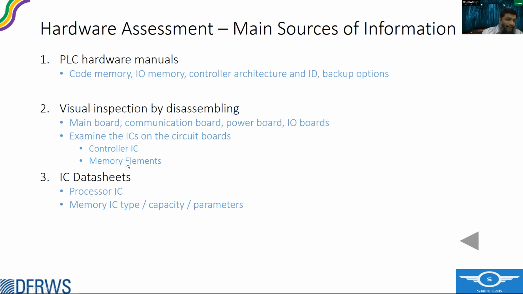Once we find those ICs, hopefully their part numbers, then we search the data sheets and find out the details of the memory, like how much is the capacity of the memory, what are the different parameters, what's the type of memory, and so on.